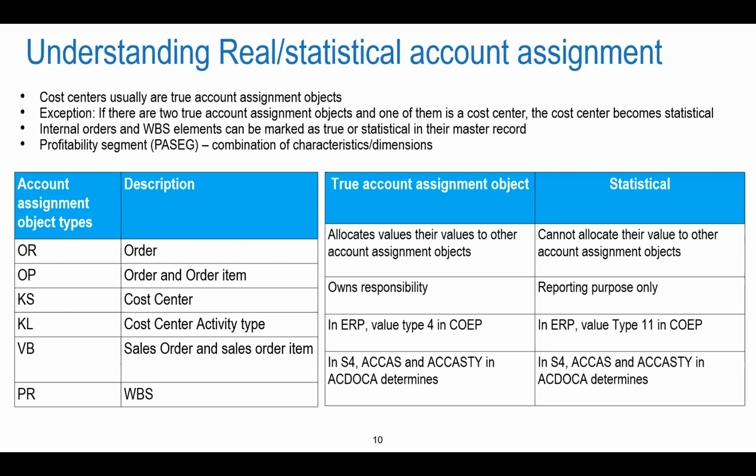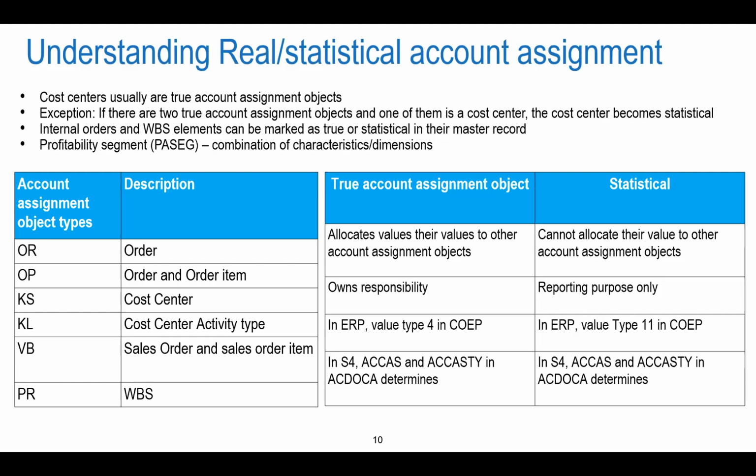You can see in FB50, if you post a document, you'll see an arrow mark with PS seg. So PS seg is nothing but a combination of characteristics and dimensions grouped together. You call it as PS segment. It will act as a real account assignment. There are different account assignment types that you would see in SAP, like OR, OP for order, sales orders. You have KS for cost centers, activity type, KL, you have VB, PR, all these account assignment types.